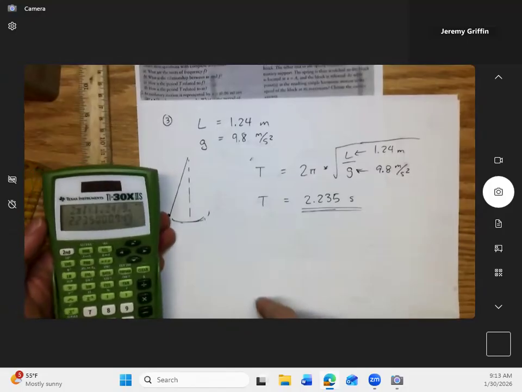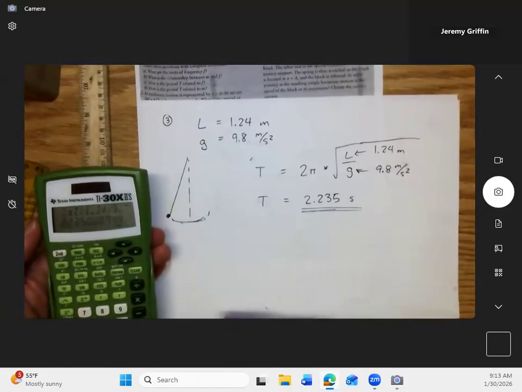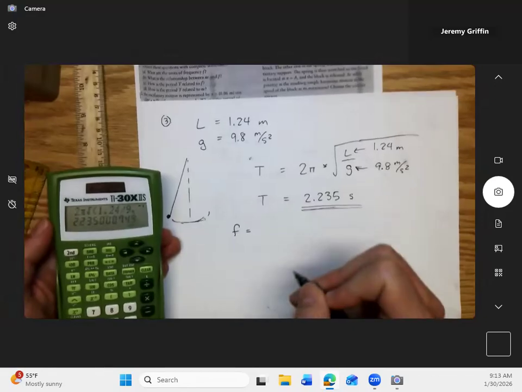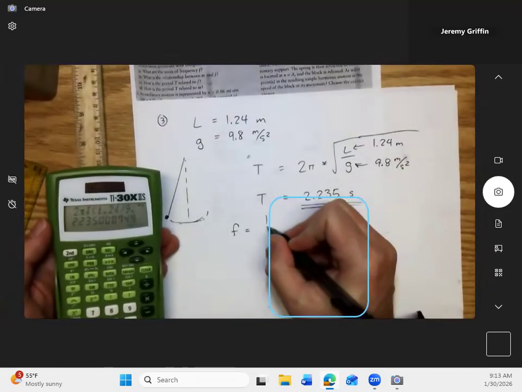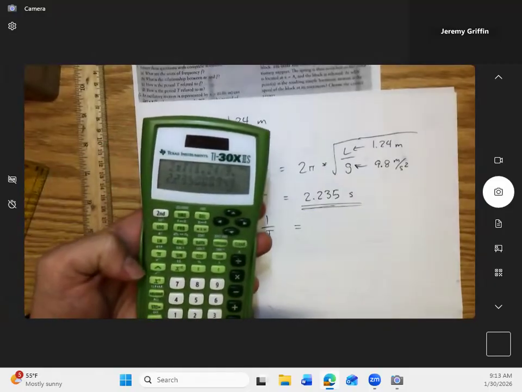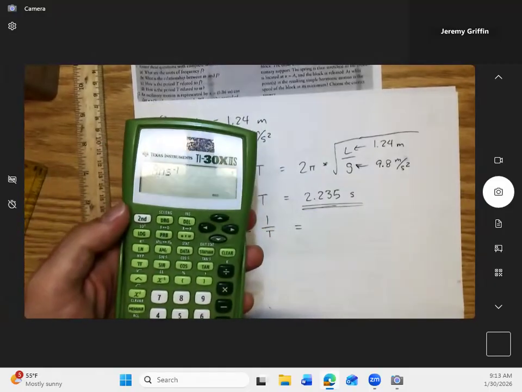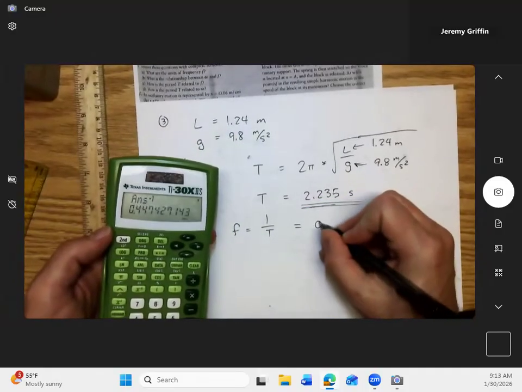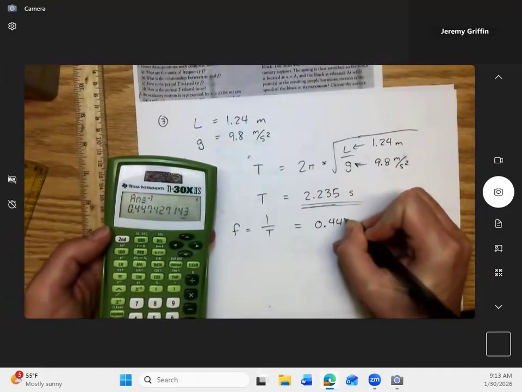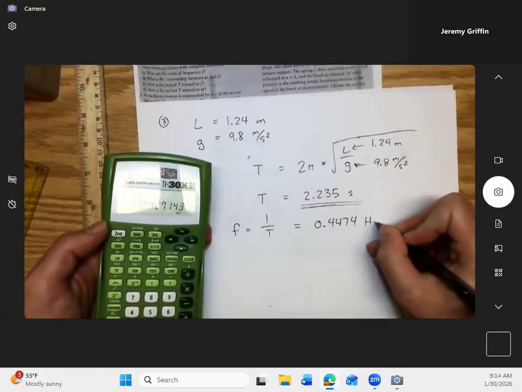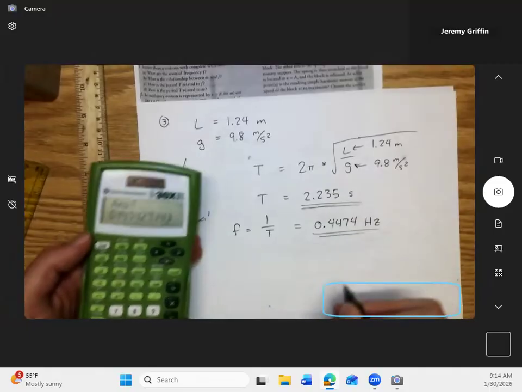That wasn't their question though. Your question was angular frequency. So let's find regular frequency first. Guys, what's the formula for regular frequency? Yeah, 1 over T. All right, let's go ahead and get a number for that. I can just hit the x to the minus 1 key, to take the reciprocal. So 0.4474. What's the unit on that? Hertz. Okay, so now we got that.